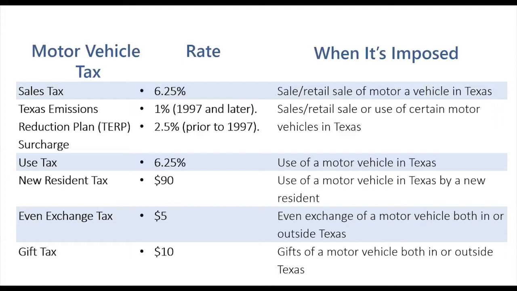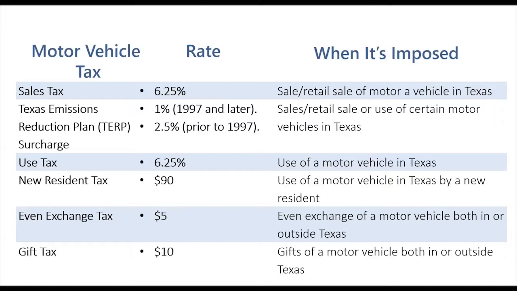Taking a look at the top of the list, the first one we see there is sales tax. This is due anytime there's a sale or a retail sale of a motor vehicle in Texas, and the rate is 6.25% of the sales price or the total consideration that you pay for the vehicle. In situations where you buy a motor vehicle from a dealership, a licensed Texas motor vehicle dealer, they'll simply collect 6.25% tax on the sales price.